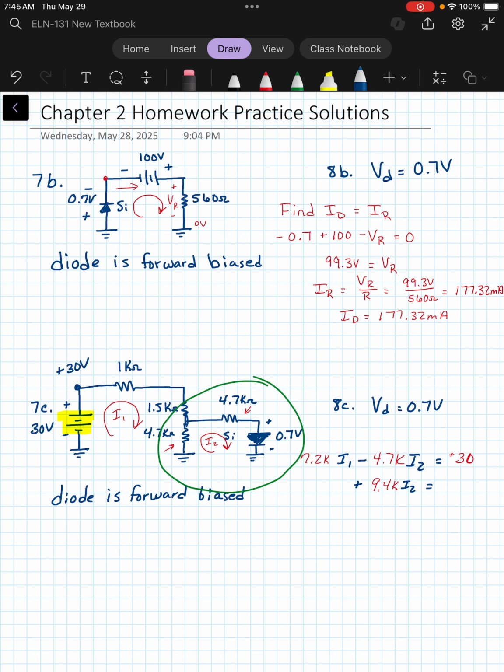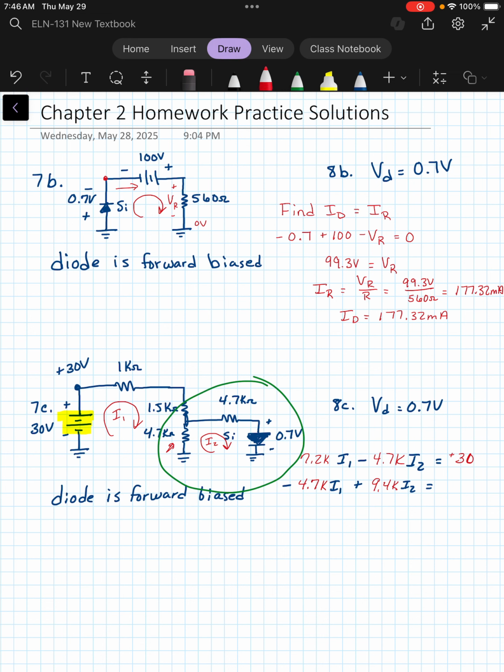And that's going to be added. And we're going to subtract the I1 term, and that's going to be including any resistor that's connected to both I1 and I2, which again is this 4.7K. So minus 4.7K times I1. Just to stick with that convention, I'm going to change that to blue. No, that should be a negative. Sorry. Make sure you've got your signs right.